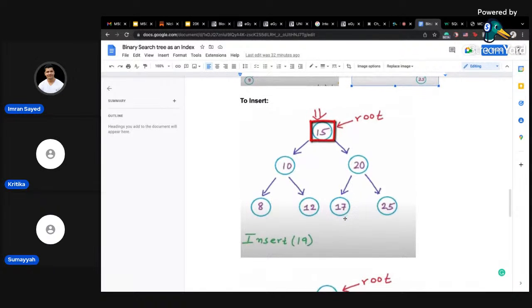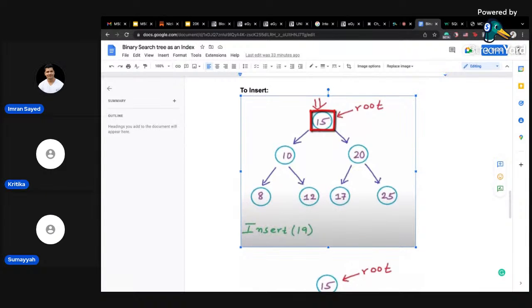What will happen to 17, which was existing? It will create another branch downwards. So over here it will become 19, and then on the left, because it's smaller, 17 will come over here. But there will be nothing on the right. It will be just hanging there, right? Yes, it will be hanging there.